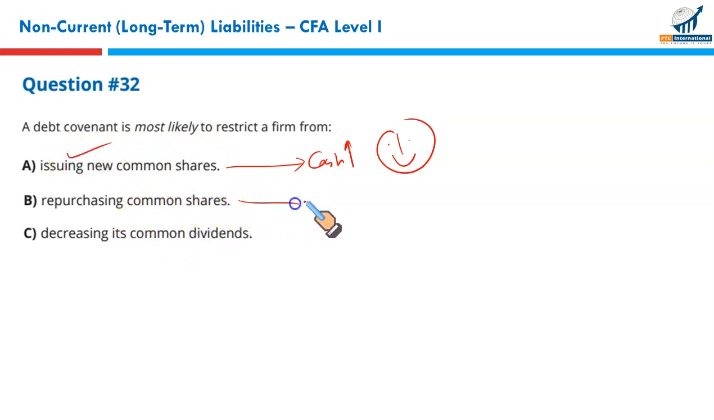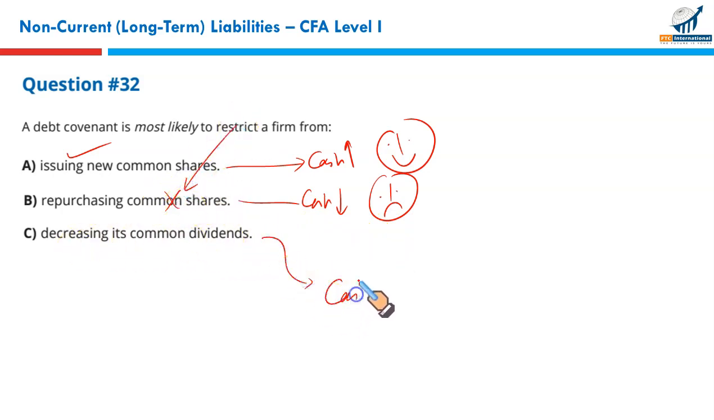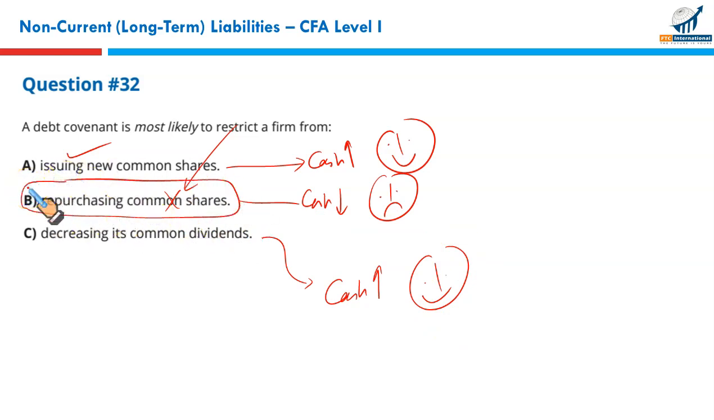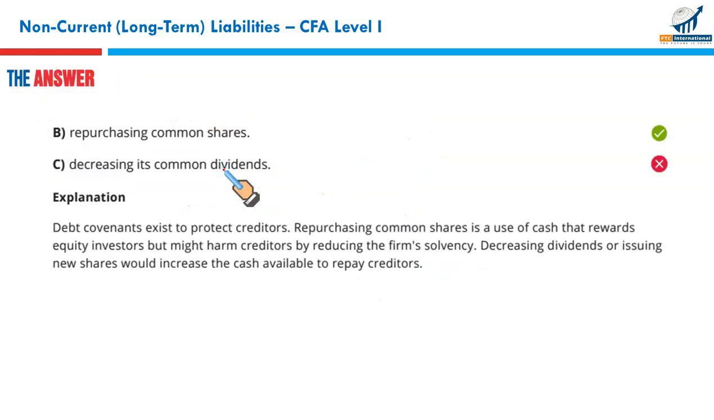Repurchasing common shares, yes, this will result in a reduction in cash, and this could affect the company's interest paying capability. This is bad. This might be restricted. Decreasing its common dividends, yes, a decrease in common dividends will leave more cash available for the bondholders for interest payments. So this is good. So B might be restricted, but not A and C. B is the right answer.